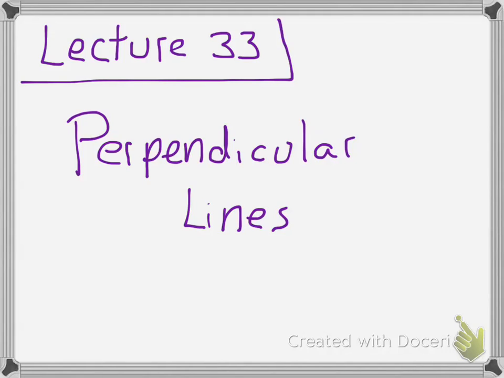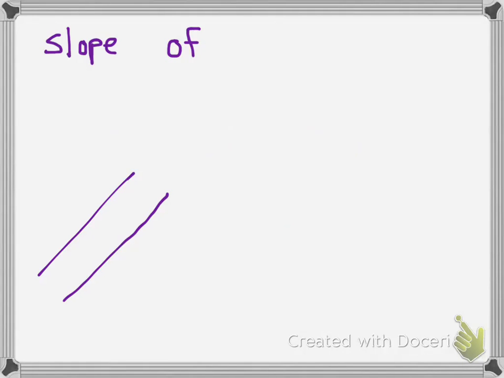First of all, we need to talk about the slope of these lines. If you remember back in another video, parallel lines have the same slope. Well, obviously, perpendicular lines don't. Here's a set of parallel lines. Not the best drawing, but it is what it is. Perpendicular lines have to have different slopes so that they can intersect and be perpendicular to each other. I guess I can finish this out.